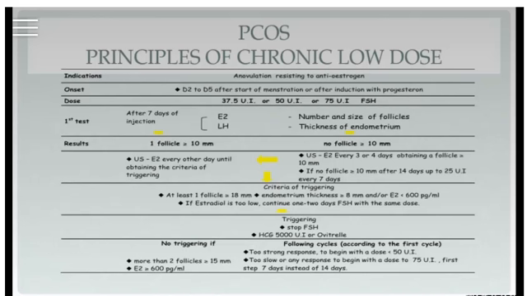And in practice, you begin at day 2 to day 5 with the dose of 37.5 or 75 units. First test after 7 days of injection. Results: if you have one follicle greater than 10 millimeter, you continue until the triggering. If not, you continue again 1 week, and if not, you increase by 25 units every 7 days.